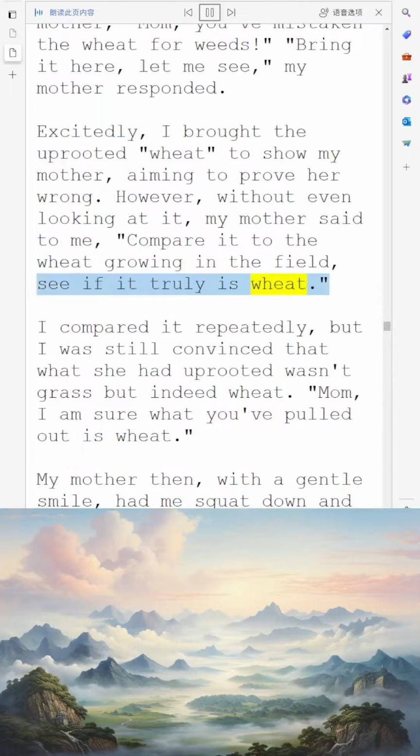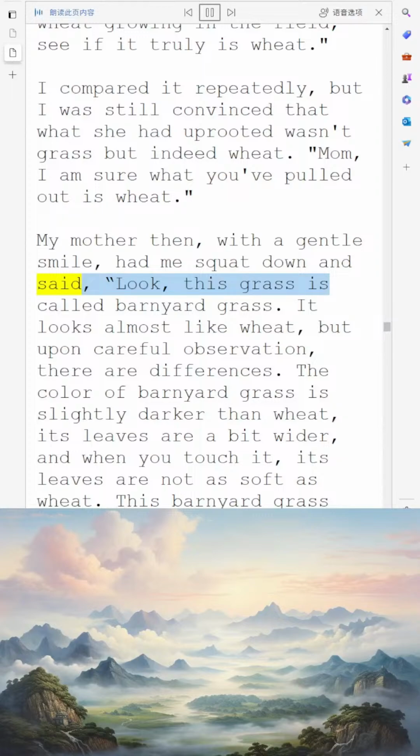See if it truly is wheat. I compared it repeatedly, but I was still convinced that what she had uprooted wasn't grass but indeed wheat. "Mom, I am sure what you've pulled out is wheat." My mother then, with a gentle smile, had me squat down and said, "Look, this grass is called barnyard grass.